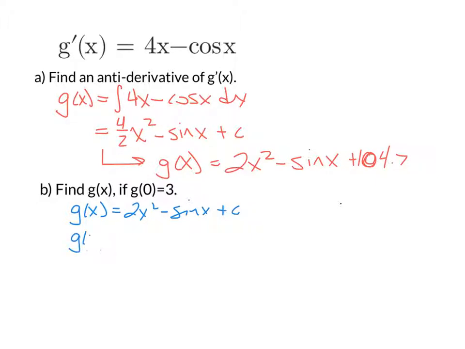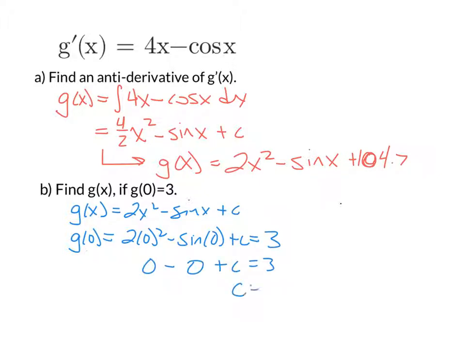So g of 0 is 2 times 0 squared minus the sine of 0 plus c. And when I plug 0 in, I should get out 3. Well, 2 times 0 squared is 0, and the sine of 0 is 0, which means that c is 3. It also means, going back to here, our original function g of x is actually going to be 2x squared minus the sine of x plus c, which is now 3.